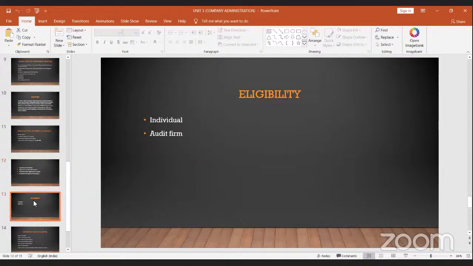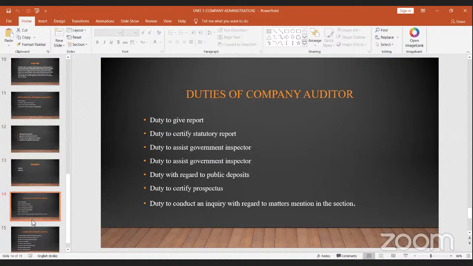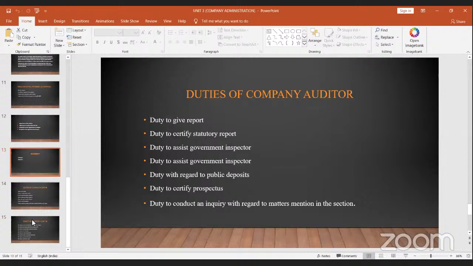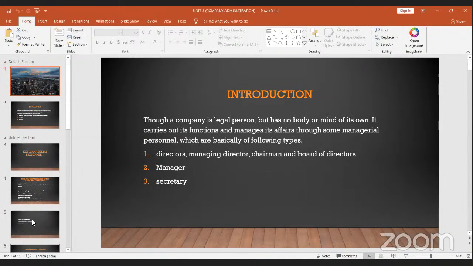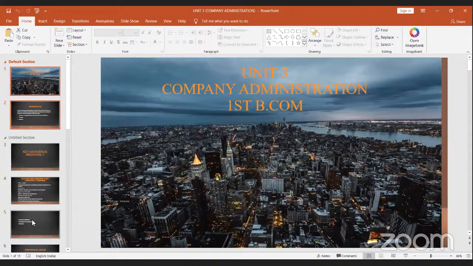In the next class, we are going to discuss the eligibility, duties and rights of a company auditor. Next week will be the revision session for unit 1 and unit 2. For the internal examination, you will have unit 1 and unit 2. I'm going to discuss the important questions and also the question paper pattern. Is that fine for you? Yes, sir. The PPT is already available in the LMS. Just a second, I will show you.